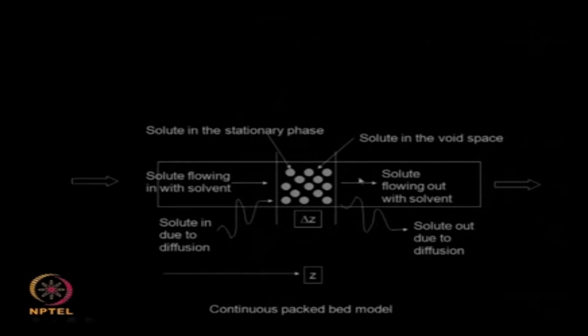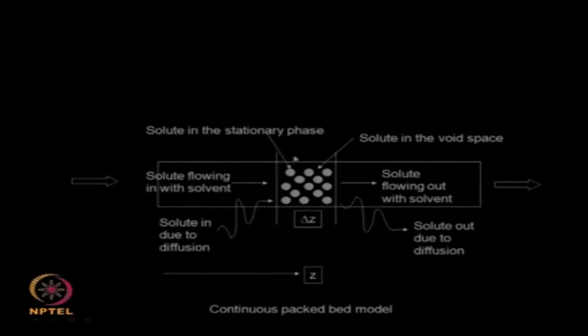Solute is coming in because of diffusion, solute is coming out because of diffusion. There is no conversion of the solute. So, there are no reactions taking place. So, we can balance all the input flows with all the output flows. So, you can have a partial differential equation relating concentration as a function of distance z and also as a function of time, because there is going to be a buildup of concentration in this particular region delta Z.